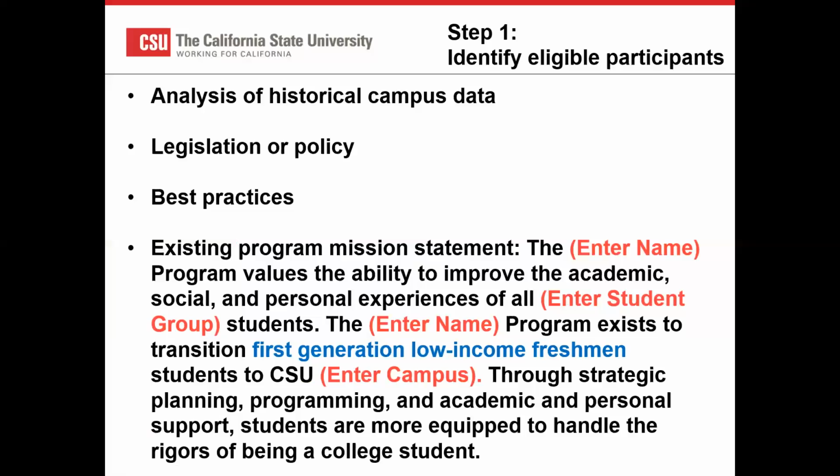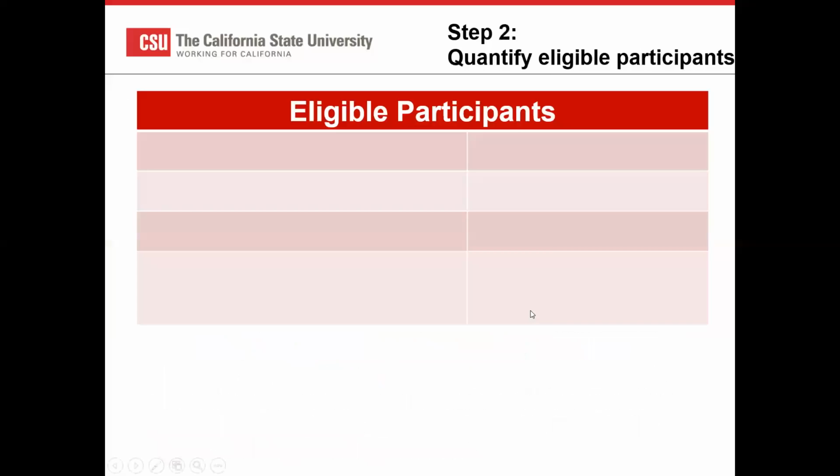And lastly, many of our 23 campuses have hundreds of existing student success programs. Most of them have a mission statement which clearly identifies eligible participants that they're hoping to participate in their programs. We're going to focus on an example program in this webinar. So the last bullet item, which is the mission statement of our example program, identifies eligible participants as first-generation low-income freshmen.